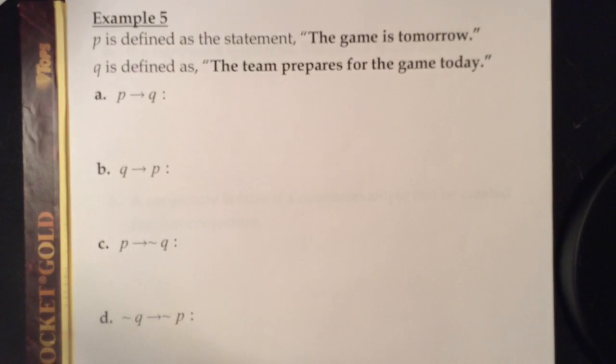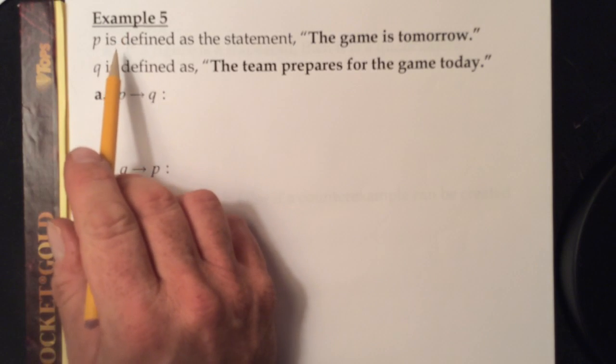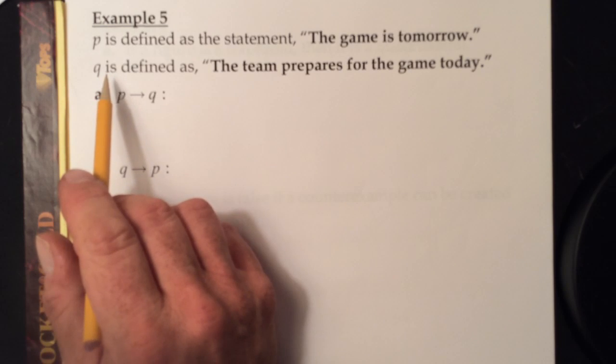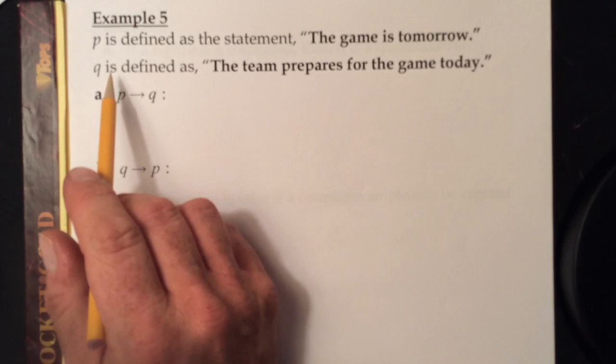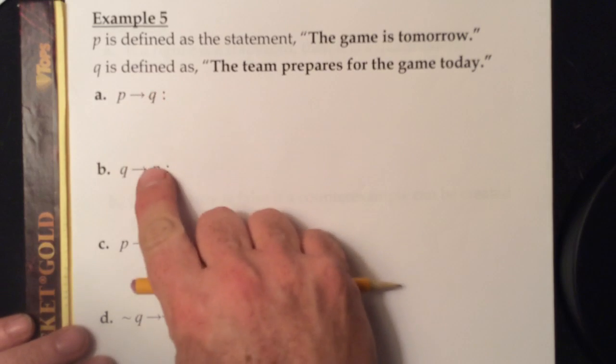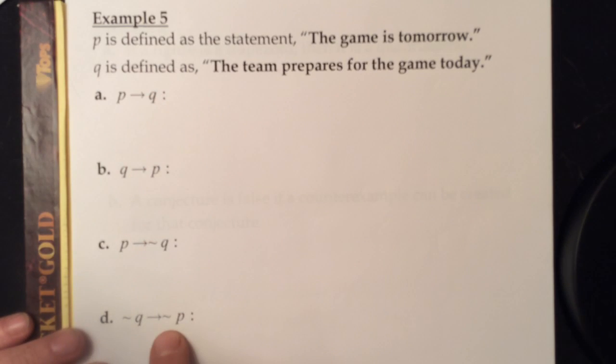Example 4. Example 5. In this example, you'll learn to translate conditional statements and logic symbols to their equivalent statements written out word for word. Here we have example 5. P is defined as the statement, the game is tomorrow. Q is defined as the statement, the team prepares for the game today. Write a conditional statement given each symbolic statement. Then after you complete all four of these, choose the conditional that seems most unlikely to happen.